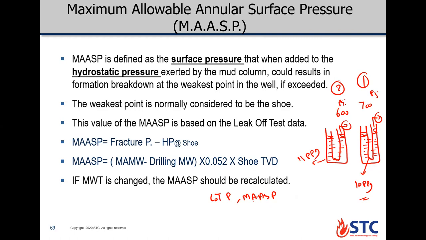Anyone could share at the time of the test. Comparing between the two wells, or what do you mean? We are in case number one. Okay, I'm asking for leak-off test pressure and MASP for case number one. Both of them are equal, so we have leak-off test equal MASP equal 700, or is there a difference between MASP and leak-off test pressure?